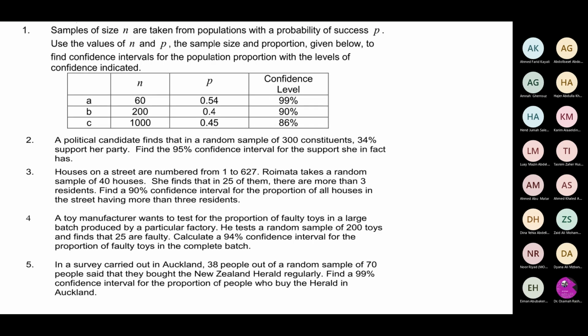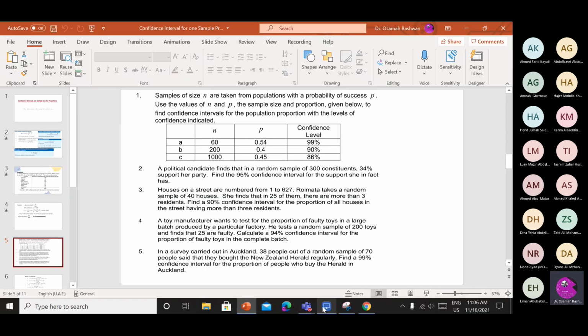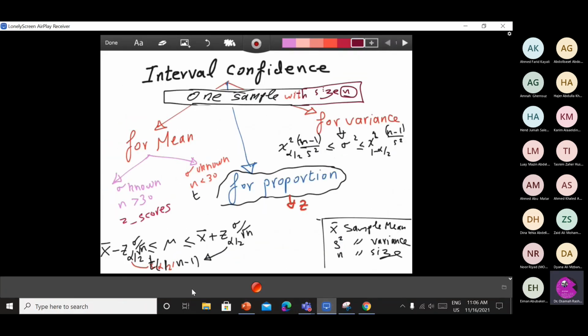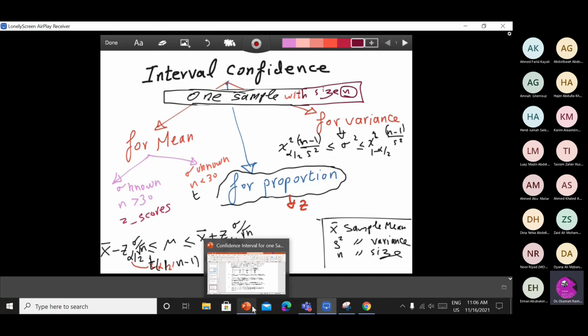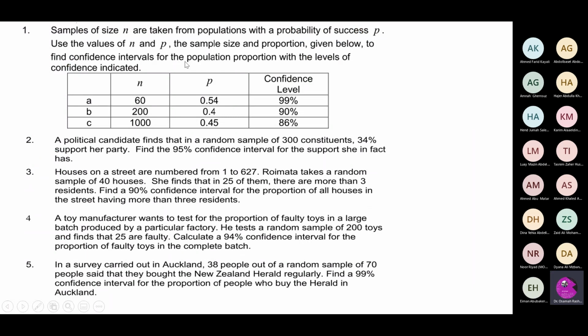Okay. Now, this is a question. To answer it, I have to decide what I am going to do. Am I going to do a confidence interval for the mean, for the proportion, or for the variance, right? But now I know I have a question for the proportion, but I have to read the question. Once I see proportion, I know I go for the confidence interval for the population proportion.